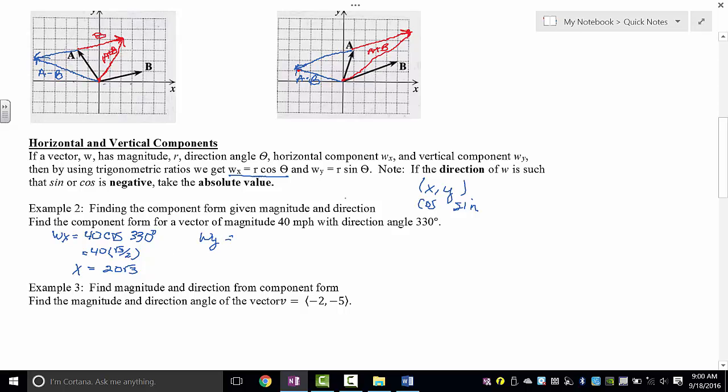For our y component, we use sine. So the magnitude times the sine of our directed angle, 330. Refer to the unit circle to get the sine of 330, which is negative 1/2. So our y component is negative 20. The component form is just your ordered pair, your x and your y: 20 radical 3 and negative 20.